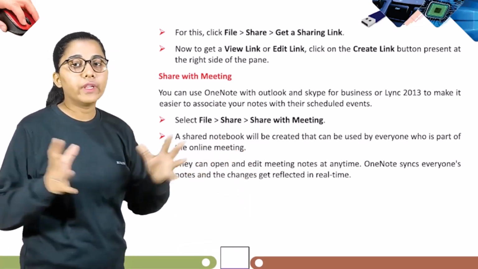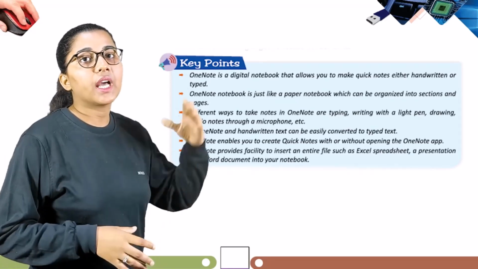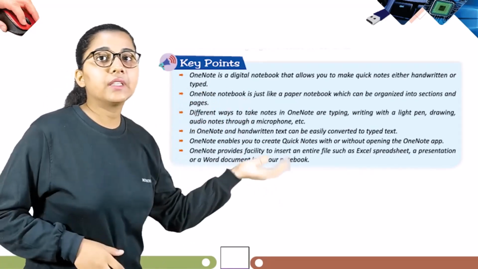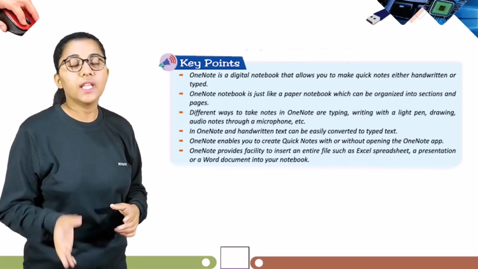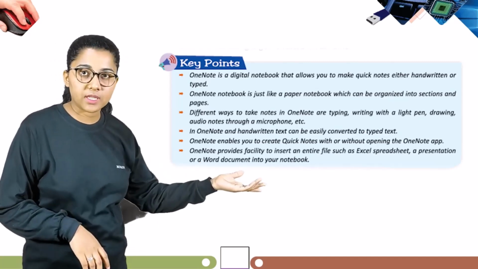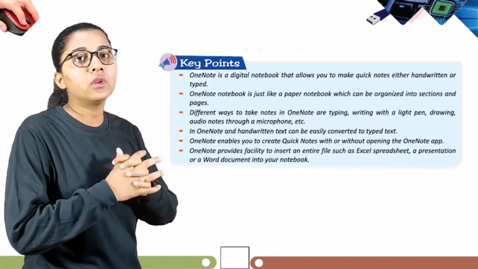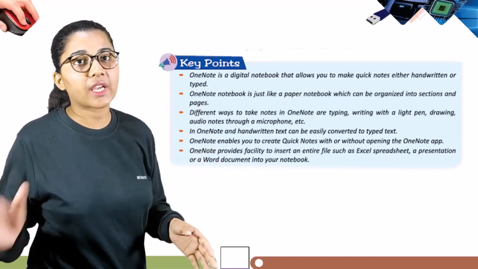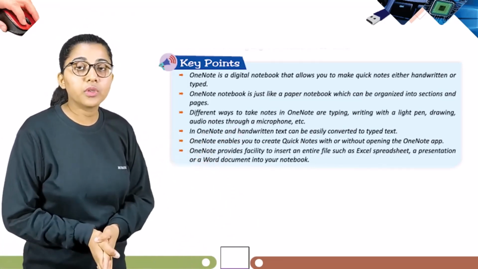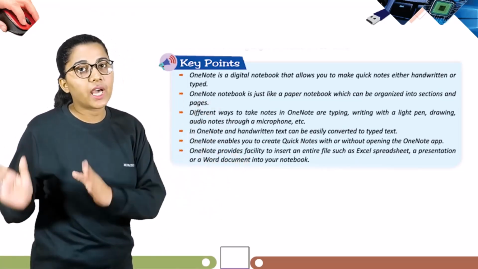So students, what we have learned in this chapter, let's have a quick look at some key points. OneNote is a digital notebook that allows you to make quick notes, either handwritten or typed. OneNote एक ऐसा डिजिटल नोटबुक प्रोवाइड करता है जिसमें हम अपने नोट्स या तो टाइप कर सकते हैं और हम अपने नोट्स हैंड रिटन भी लिख सकते हैं. Now, a OneNote notebook is just like a paper notebook which can be organized into sections and pages. OneNote notebook एक रियल टाइम नोटबुक की तरह है जिसको हम सेक्शंस और पेजेस में डिवाइड कर सकते हैं.